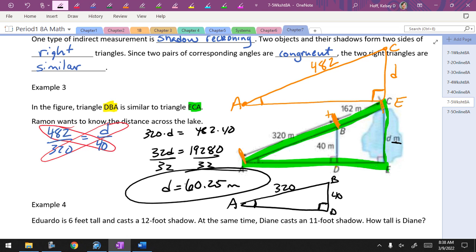Is it 320? That is just my mistake. Thank you for asking. No, because I stole the numbers from Bryce.